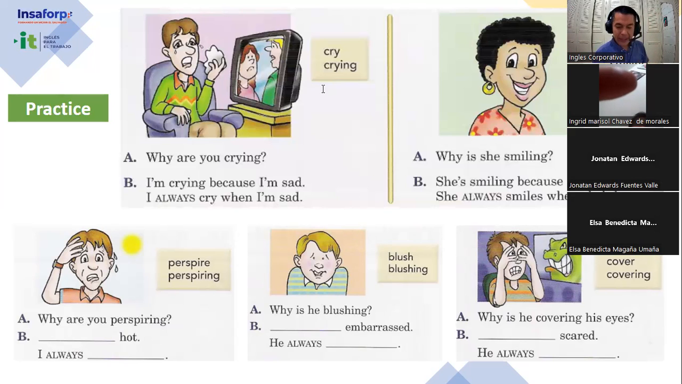Finish. The comparison between the simple present and present continuous. Is it clear, class? Or not? Yes, teacher. Y vamos a rematar, le vamos a poner la cereza al pastel con el manual, ¿ok? Con el manual, ¿ok? Let's go to the manual.